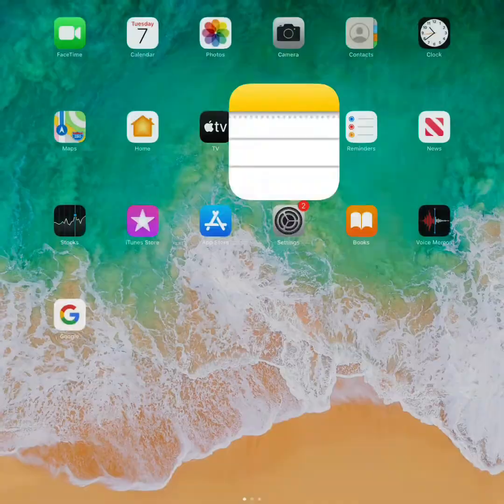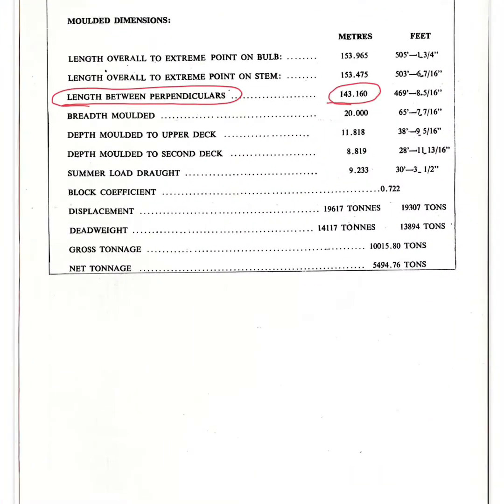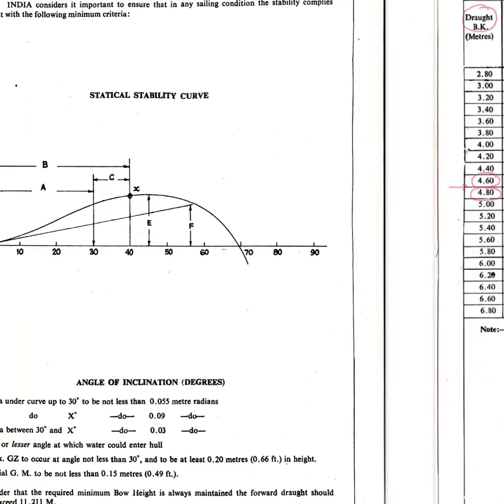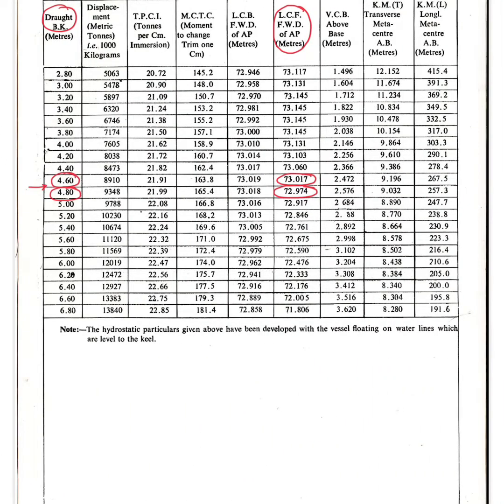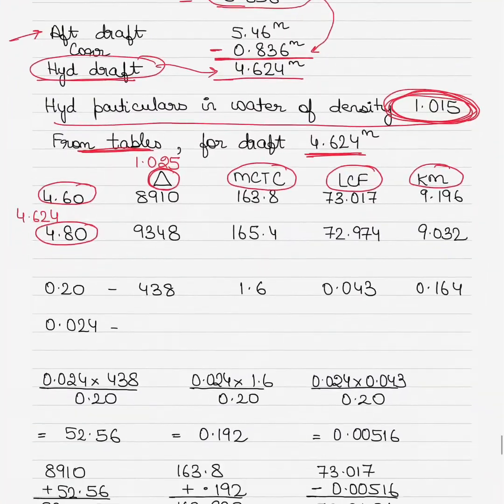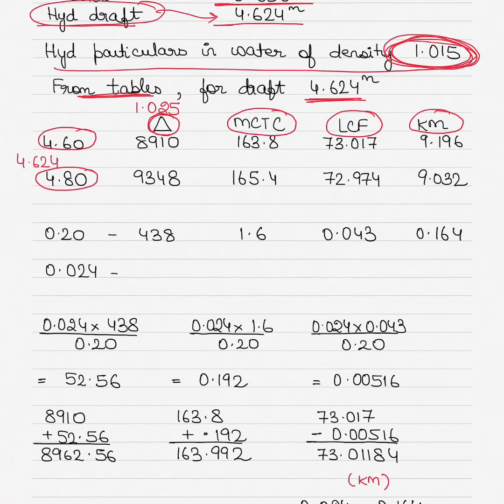Alright, so what we do is we go back to the tables. Here again I go back to the same place, 4.6 and 4.8, and again I will note down the LCF values, but this time I will also note down the displacement values, the MCTC values, and the Km values for 4.6 and 4.8. After I note down these values, I have written them here. I need to interpolate it for the hydrostatic draft of 4.624 meters.